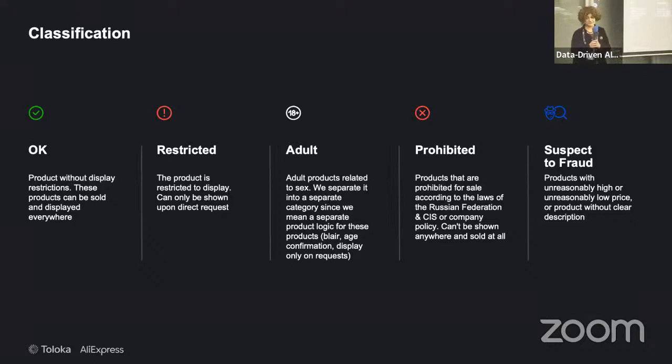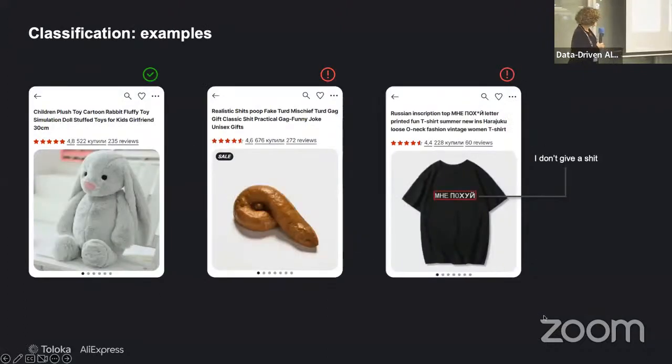Let me show you some examples. These all are real AliExpress products which have been sold on AliExpress. Believe me, this is an okay product, right? Very nice kids toy, things we adore to sell to people. Second picture is also a toy, by the way, but not that nice, right? That's what we restrict on the platform.